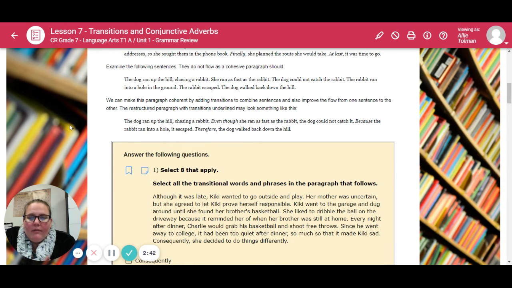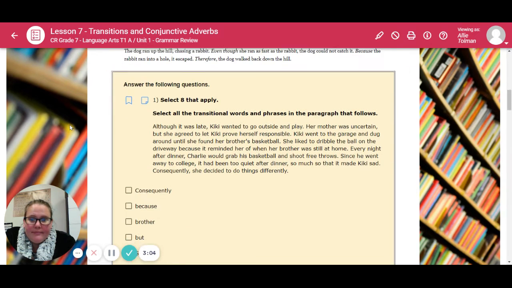We can make this paragraph coherent by adding transitions to combine sentences and also improve the flow from one sentence to the other. The restructured paragraph with transitions underlined may look something like this. The dog ran up the hill chasing the rabbit. Even though she ran as fast as the rabbit, the dog could not catch it. Because the rabbit ran into a hole, it escaped. Therefore, the dog walked back down the hill.